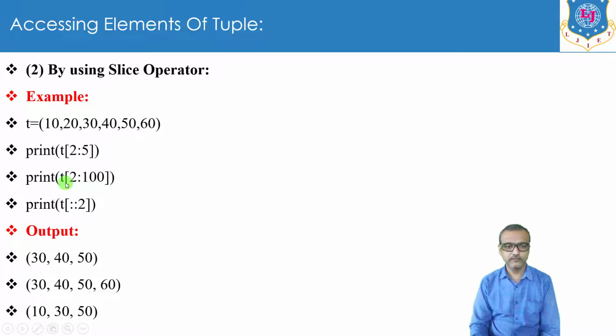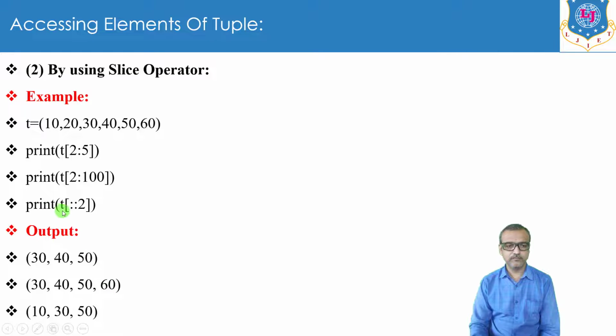Now print of t of 2 colon 100 will print the elements from index 2 onwards till end, because this is the index number 100 and 100 minus 1, that is 99. So this print statement will print all the elements from index 2 onwards. So that is 30, 40, 50 and 60. So the output of this print statement is 30, 40, 50 and 60.